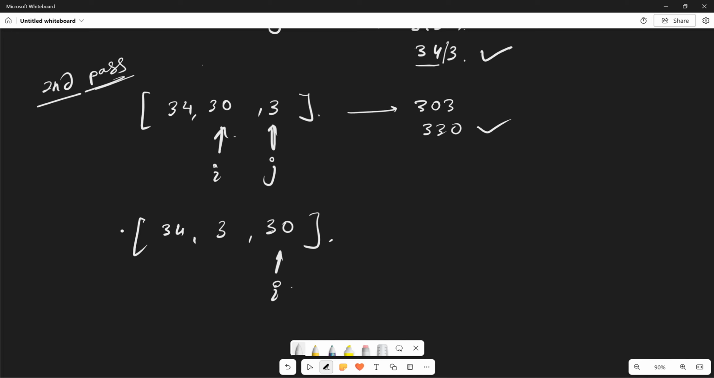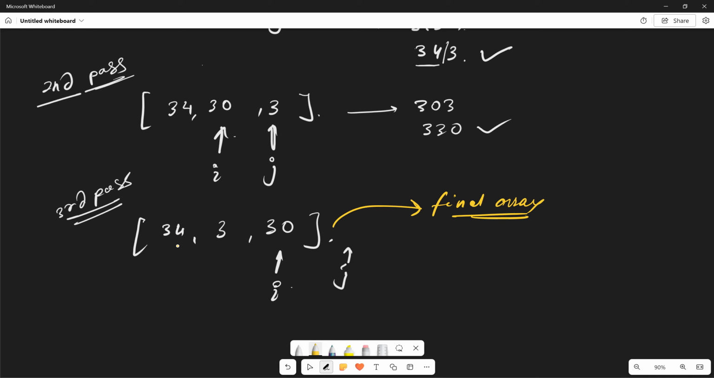And this is the third pass. This would be our last pass because the jth pointer would be out of bound, so this pass would not be performed, and this is our final array. So if we concatenate this, what we will get as an answer? The answer would be 34330. So this is the correct answer.